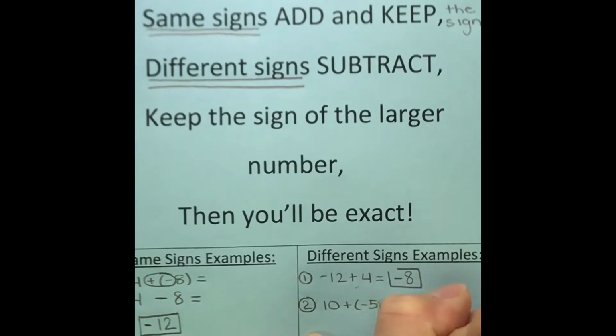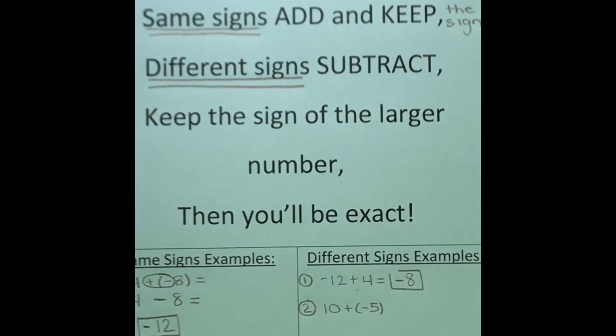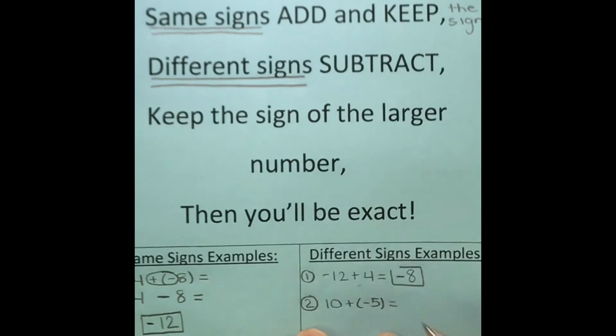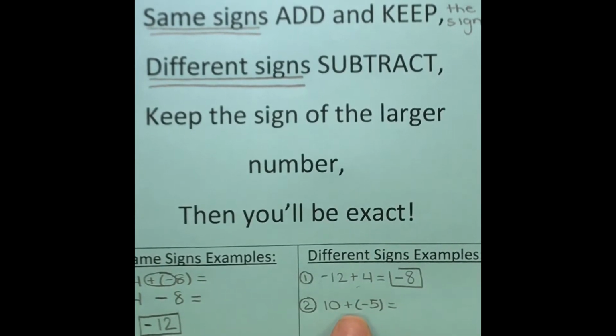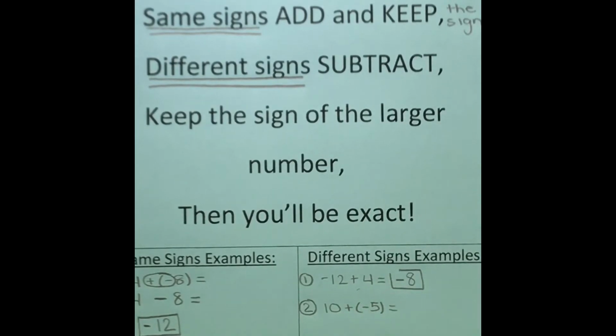Pause the video if I'm going too fast, if you need to get caught up on your notes. The reason why I am putting parentheses around this 5 is because I want to separate these two signs. I want to show separation of the plus sign and the negative sign. So that's why I'm using the parentheses.